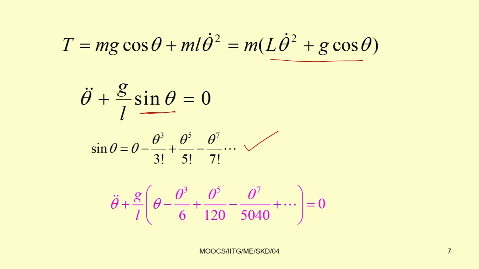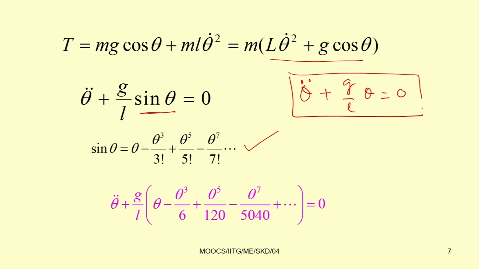So, if theta is small, then sin theta can be written as theta, and the motion can be written as theta double dot plus g by L theta equal to 0. This is the motion of a simple pendulum in linear form. You are already familiar with this, where g by L is nothing but omega n square.